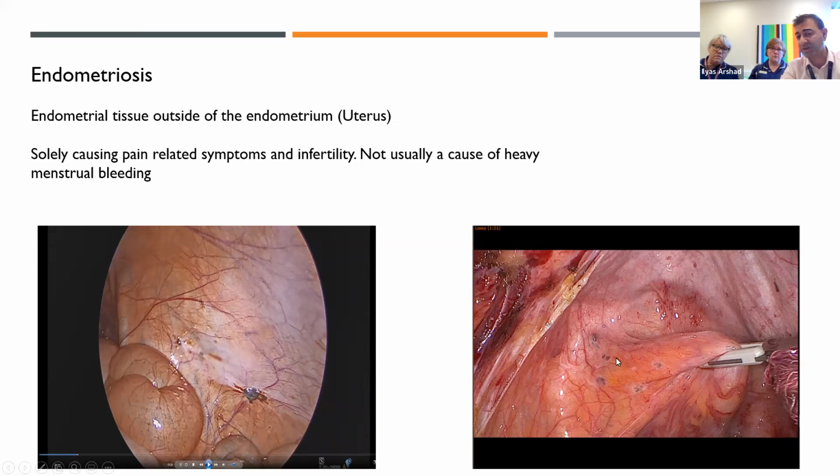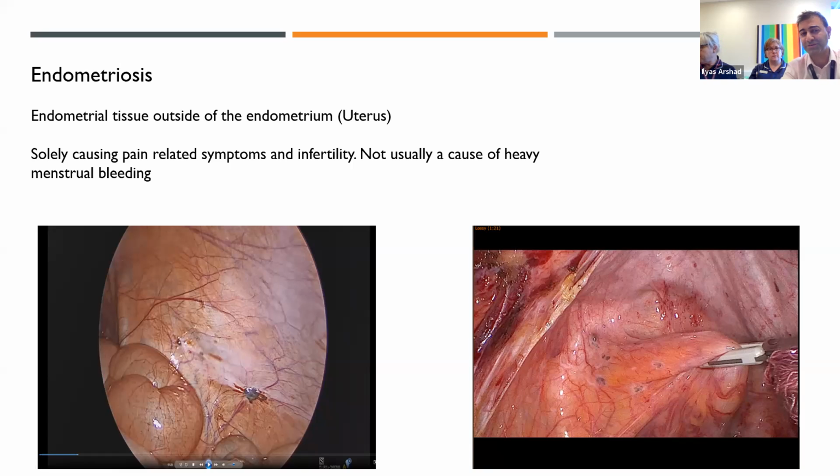So carrying out a hysterectomy won't cure those endometriotic deposits, and is not the answer. In endometriosis, the answer is either medical management or complete surgical excision of the endometriosis. So endo and adeno can cause pain and infertility. Adeno differs in that it can cause heavy menstrual bleeding, whereas endo doesn't necessarily.